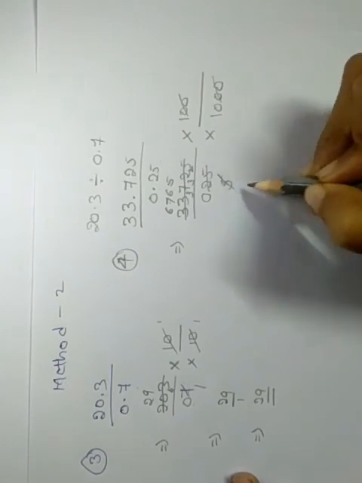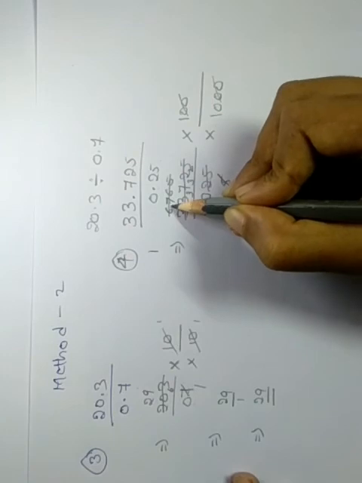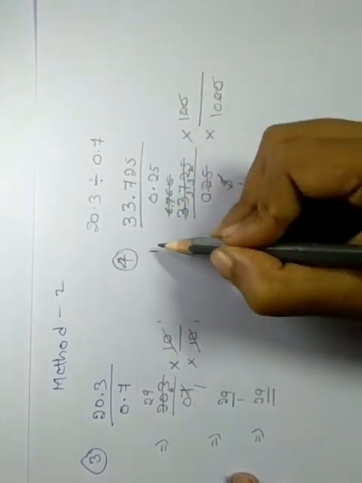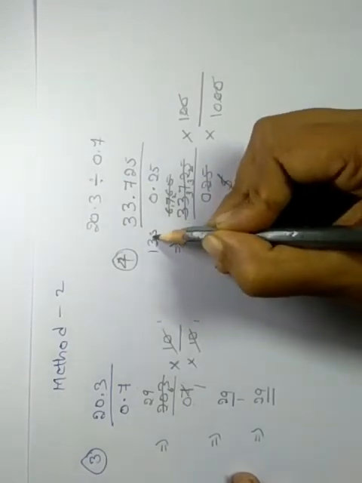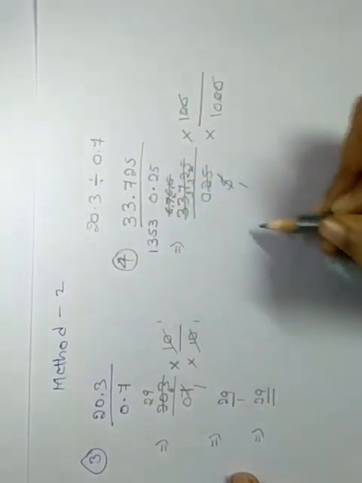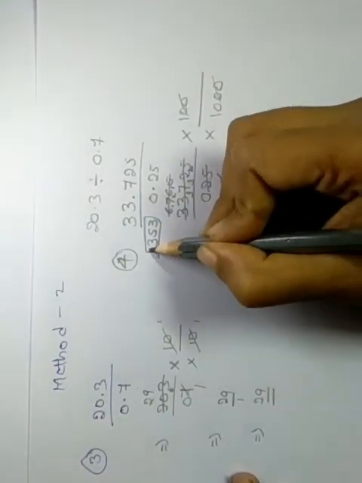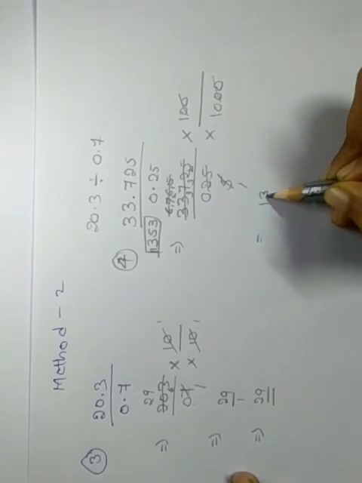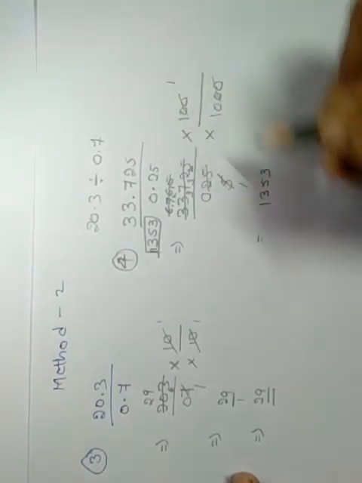See, 5 1s are 5. Again 5 1s are 5, remaining is 1. 5 3s are 15, remainder is 2. 5 5s are 25, remainder is 1. 5 3s are 15. Thus we got the answer, this is the answer, right? This is 1 3 5 3. Here it is 1, it was already simplified.